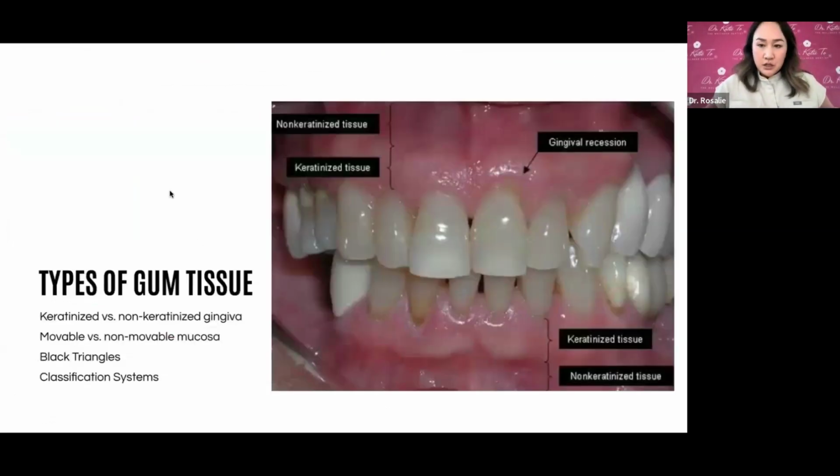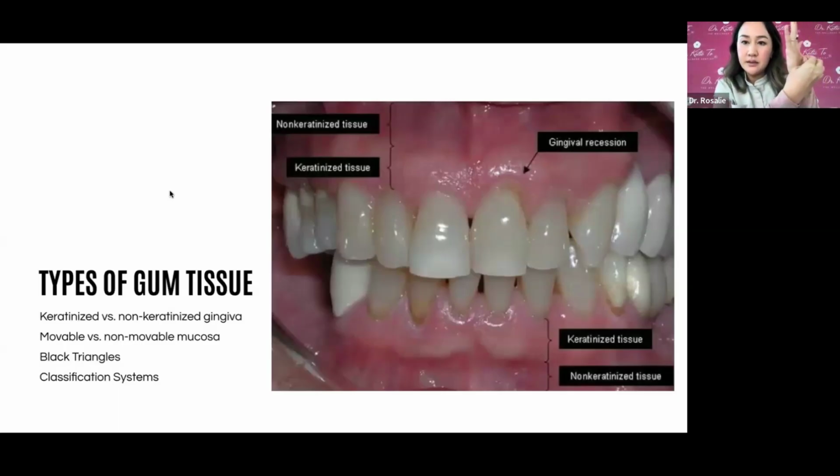There are two different types of gum tissue. You don't really need to know this, but I like to bring this part in because this is how I explain it to all the patients in my chair. There are two types of gum tissue. One is almost similar to the palm of our hand, and the other is like the back of our hand, where it's very elastic.